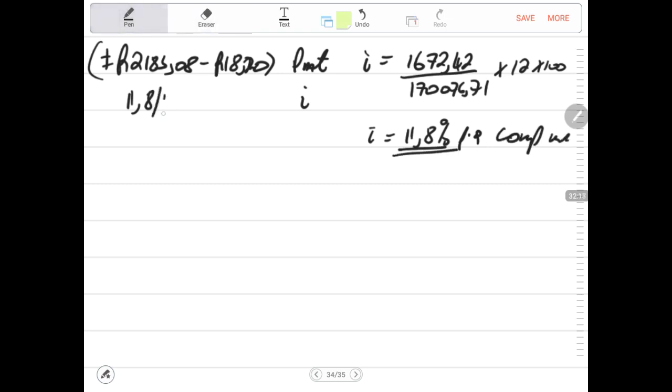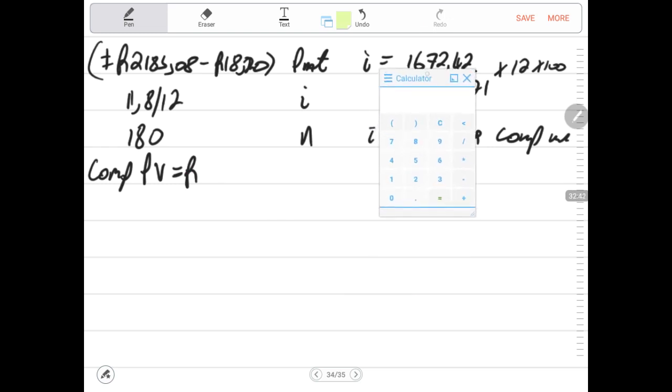So we have 11.8 divided by 12. Our N is how long? Remember, N is the total period. We borrowed an amount where 2,185, after we've deducted the premium, will give us the monthly premiums. So we compute the present value. We know how much we're paying and we know how long, so we need to know how much the present value was.